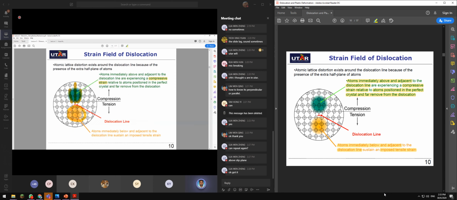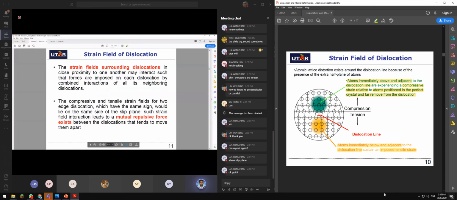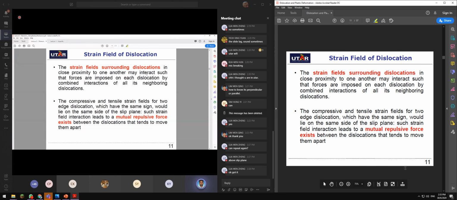All right, let's go further. The strain field surrounding dislocations in close proximity to one another may interact. Close proximity may interact such that forces are imposed on each dislocation by the combined interaction of all its neighboring dislocations.